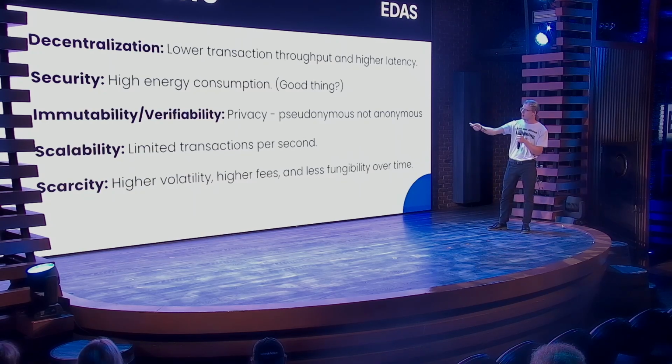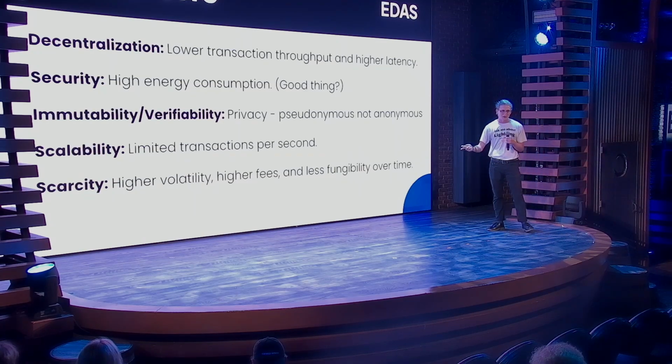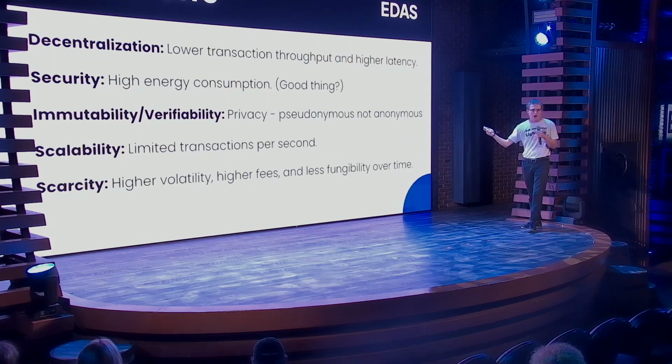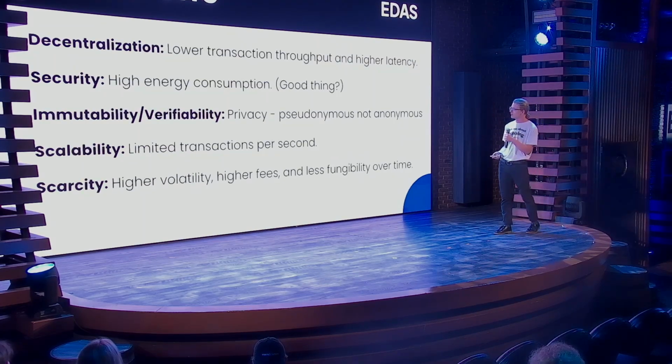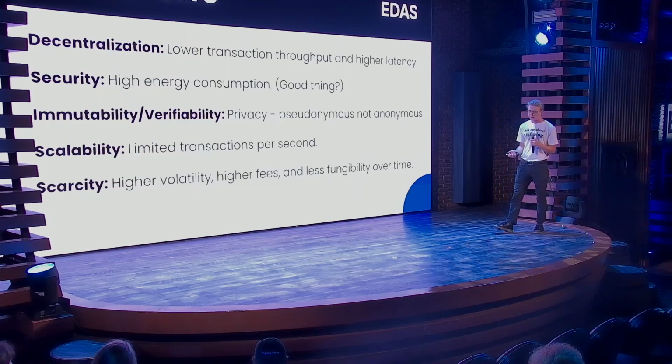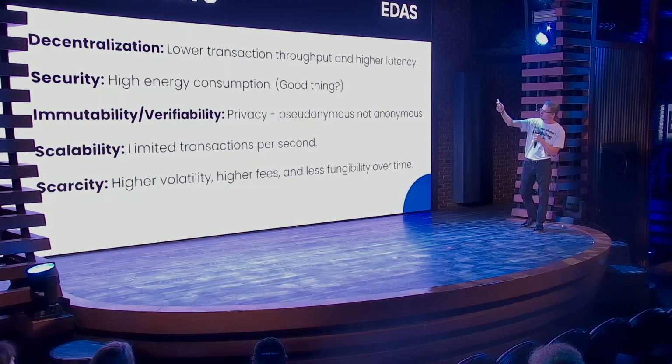So I think these are good trade-offs, but we're still left in a situation where Bitcoin is not scalable. You can't buy coffee with Bitcoin. So what are we going to do about it? We need to make a layer 2. Let's think of a good way to make a layer 2 from these trade-offs.